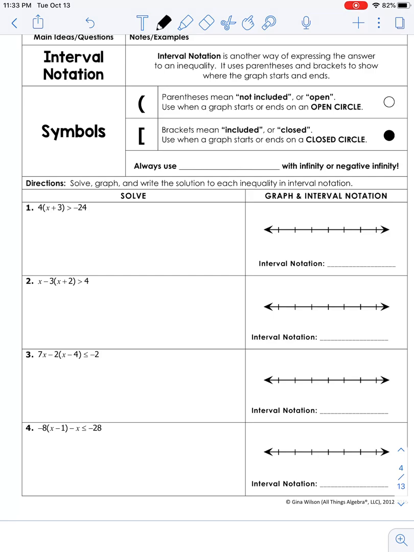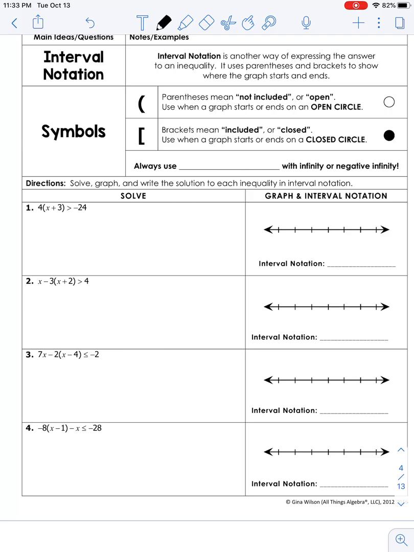Now, the brackets, it says brackets mean included or closed. Used when a graph starts or ends on a closed circle. So, for example, if it's a bracket, if it's a closed circle on 2, and it's shaded to the right, everything to the right is part of the answer. 2 is also part of the answer because it's a closed circle.